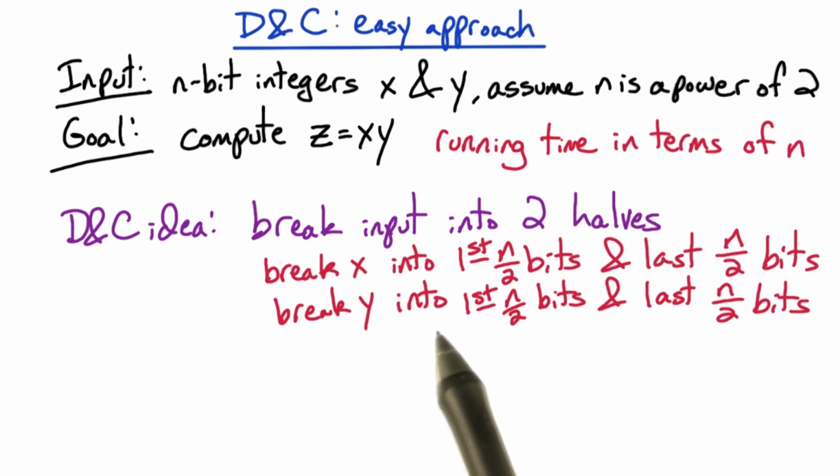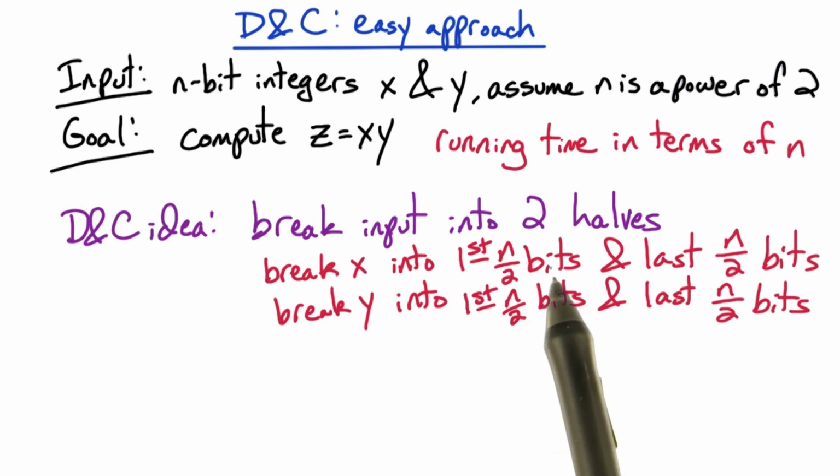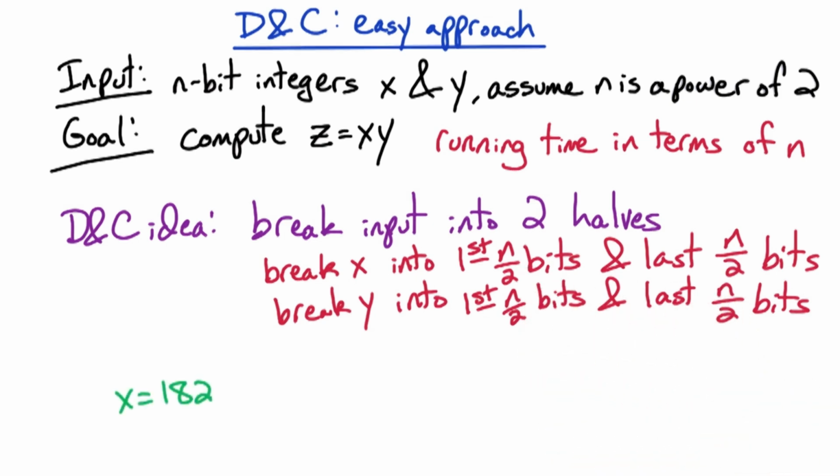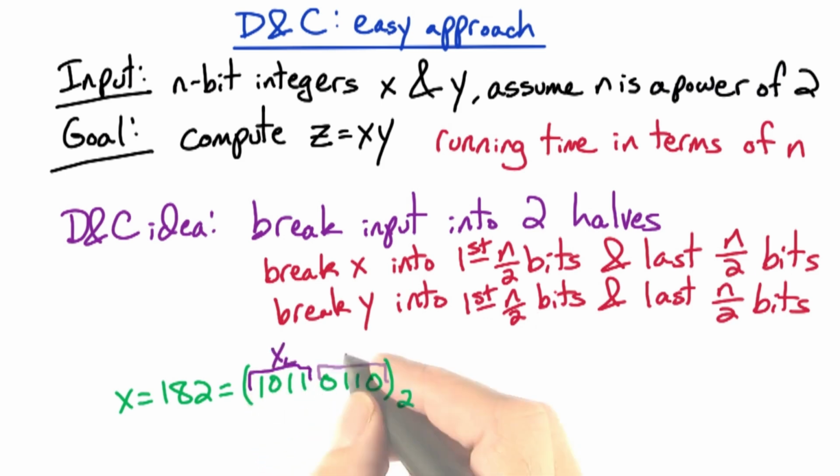Let's look at a specific example to see what this partition of x into two halves is going to signify. Let's look at x equal to 182. In binary, this is 10110110. This is 8 bits long, so we're going to break it into the first 4 bits and the last 4 bits. Here's the first 4 bits. That's going to be xL. The last 4 bits are going to be xR.